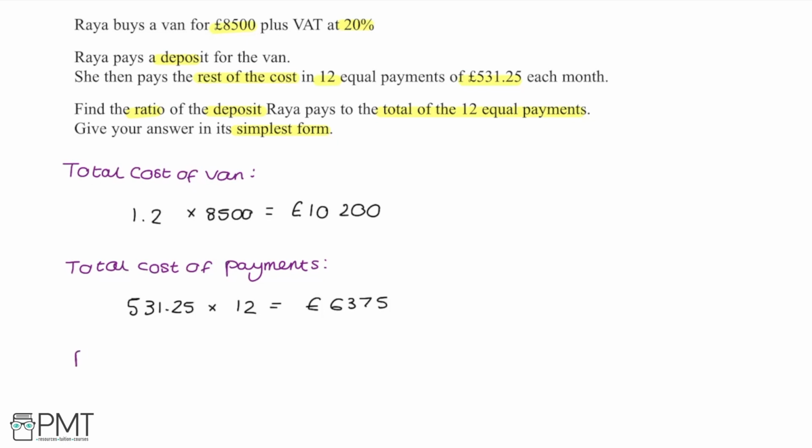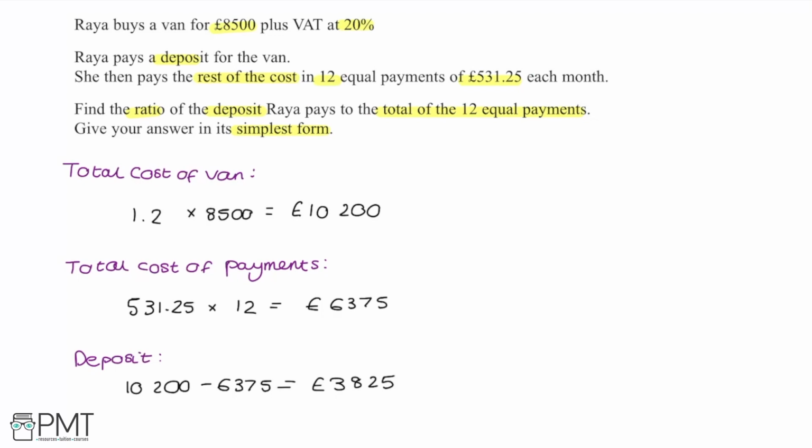So in order to calculate the deposit that she put down to buy the van, we can take this total cost of the van and subtract the monthly payments in order to find the difference and to find the amount that she must have paid for the deposit, because the deposit plus the total cost of these payments is equal to the total cost of the van. So I can do the 10,200 subtract 6,375, and that gives me an answer of £3,825 for the deposit for this van.